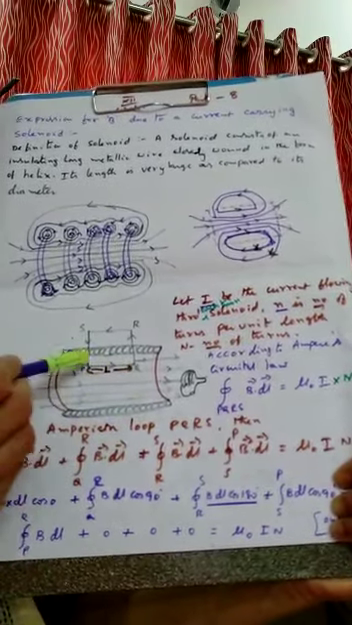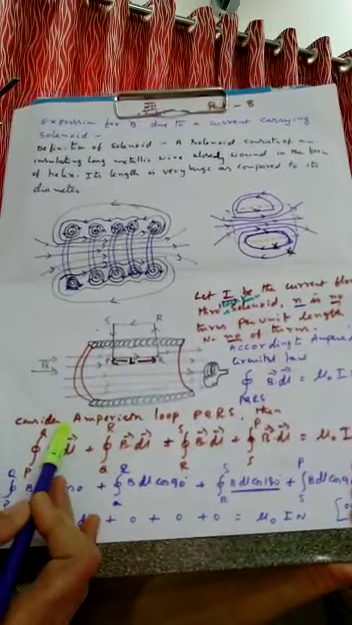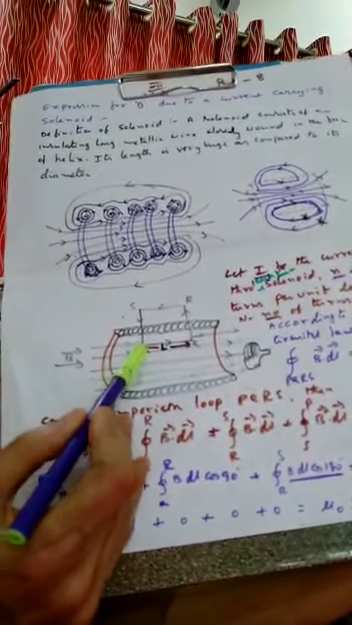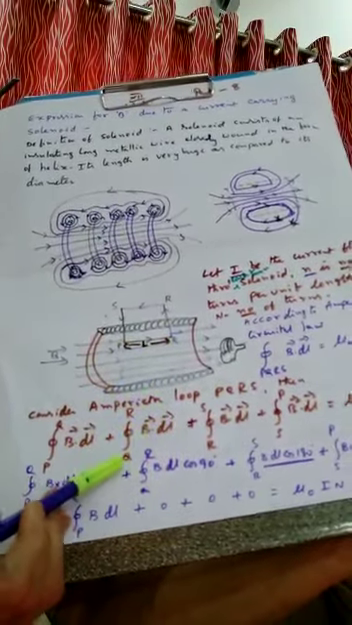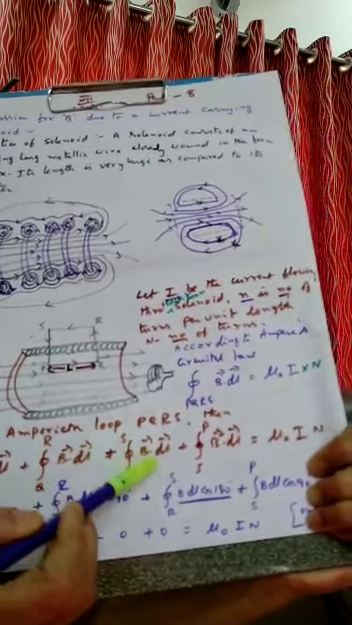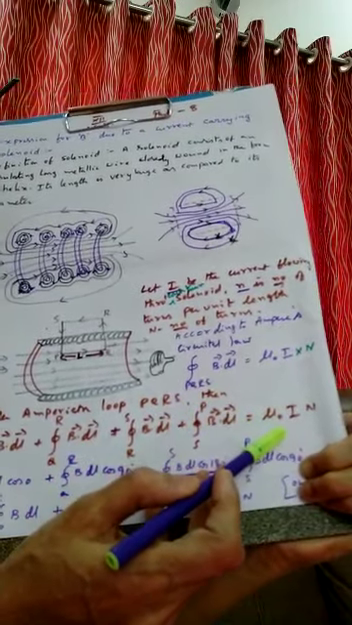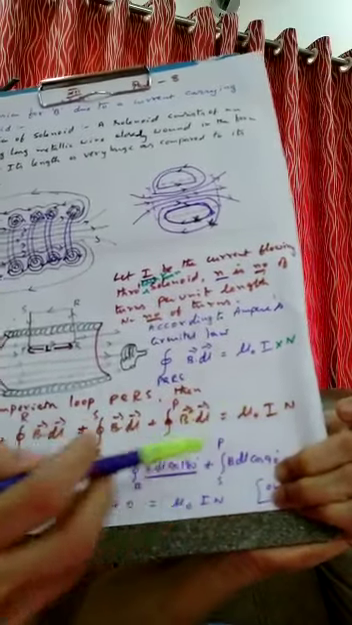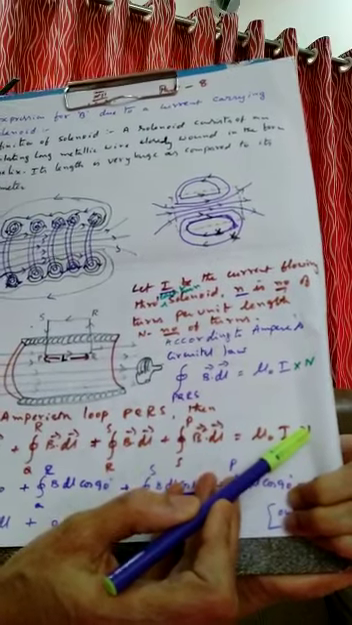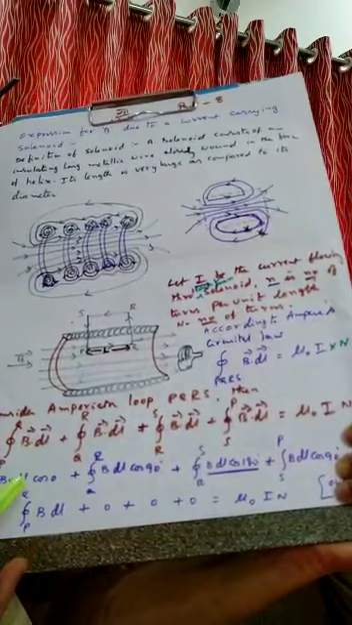Let us see what is applicable for each side of the loop. According to Ampere's circuital law, integral P to Q of B dot dl, plus Q to R of B dot dl, plus R to S of B dot dl, plus S to P of B dot dl, is equal to mu naught into the total current, that is I into N, where N is the total number of turns in the solenoid.